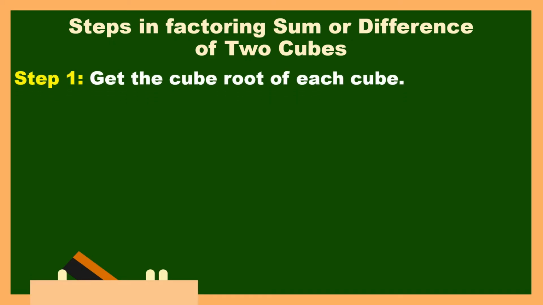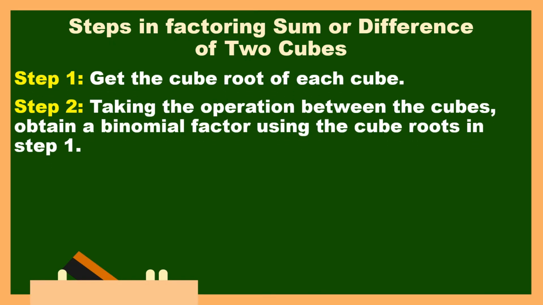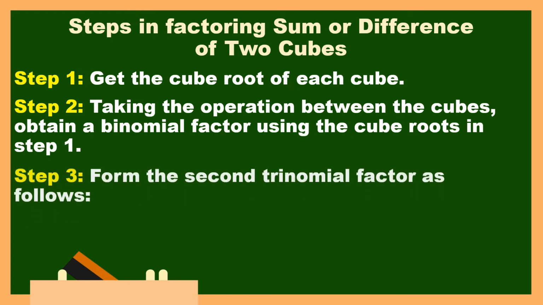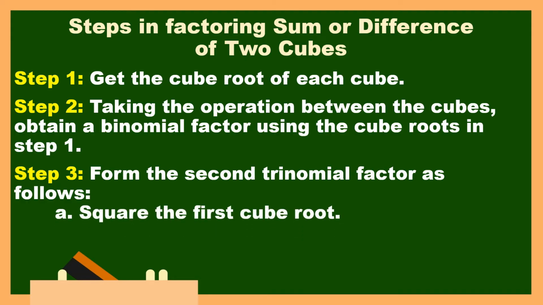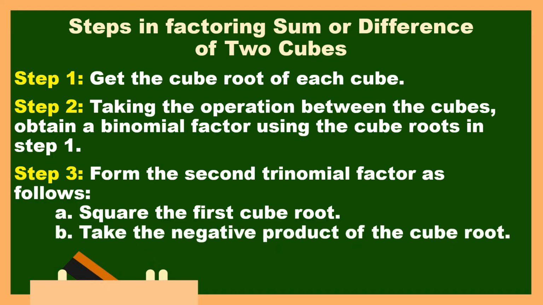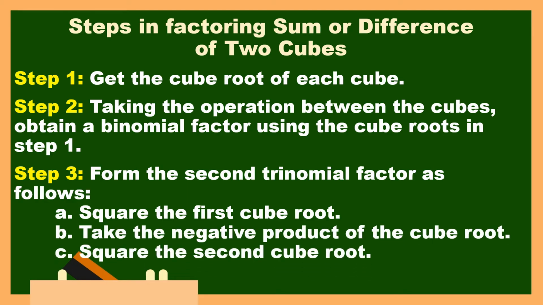Step 1. Get the cube root of each cube. Step 2. Taking the operation between the cubes, obtain a binomial factor using the cube roots in Step 1. Step 3. Form the second trinomial factor as follows. A. Square the first cube root. B. Take the negative product of the cube roots. And C. Square the second cube root. Let us have an example.